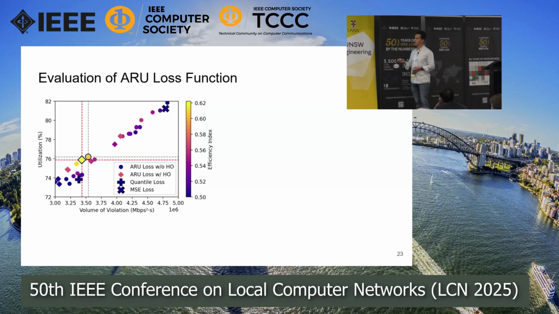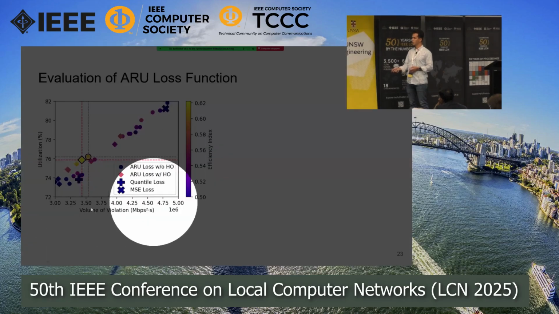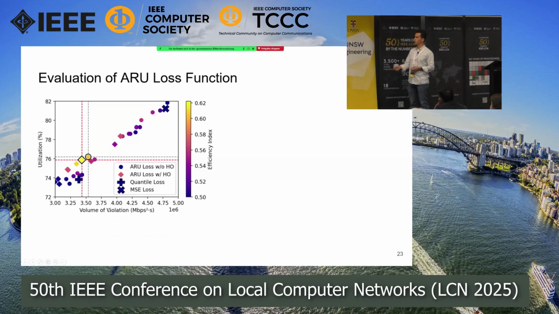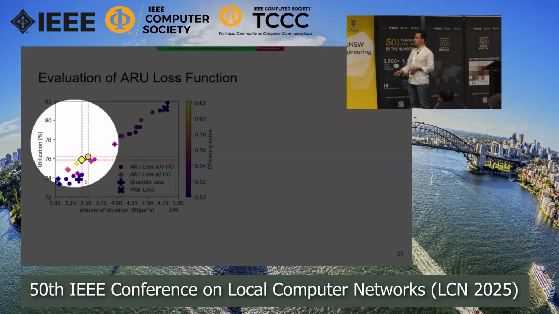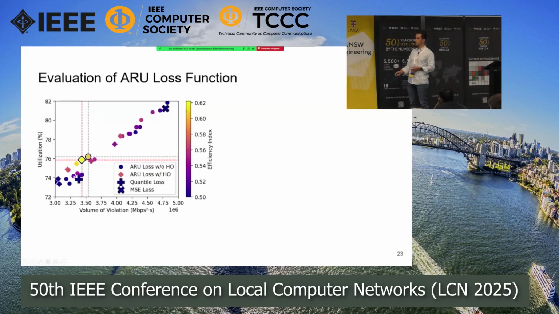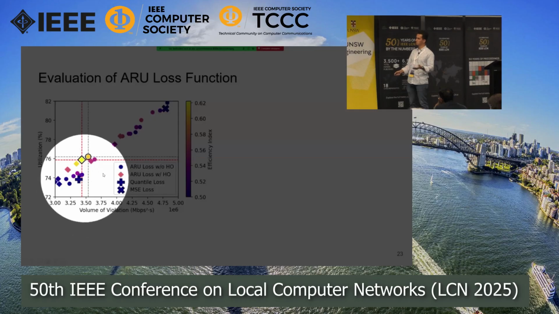Now we are going to compare our loss function against some of the baselines. So on the x-axis, we have basically the error, so this is the volume of violation. And on the y-axis, we have the network utilization. We have two static baselines. So this plus is basically the quantile loss. This is the lower bound, so to speak.